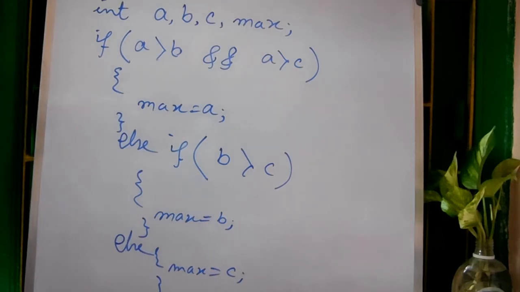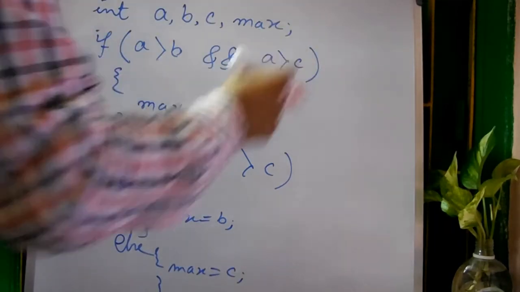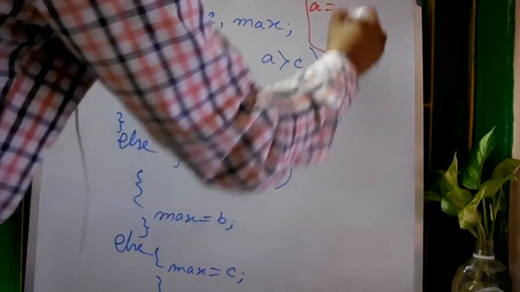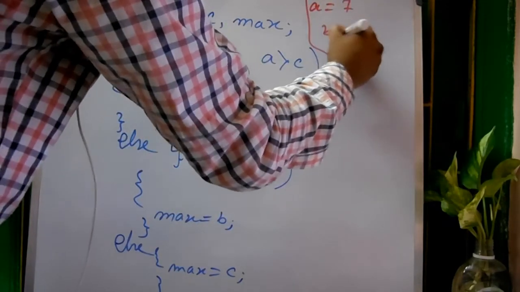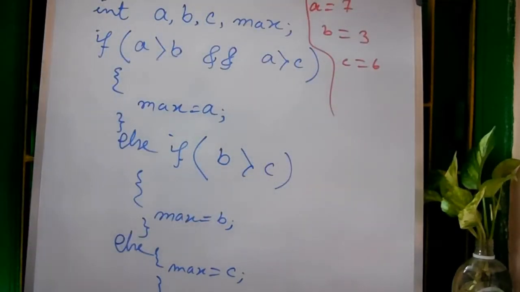That's all. So this is the basic concept. So what happens now from the beginning, now with some values I am explaining, suppose A is 7, B is 3, C is 6. This one I have given.